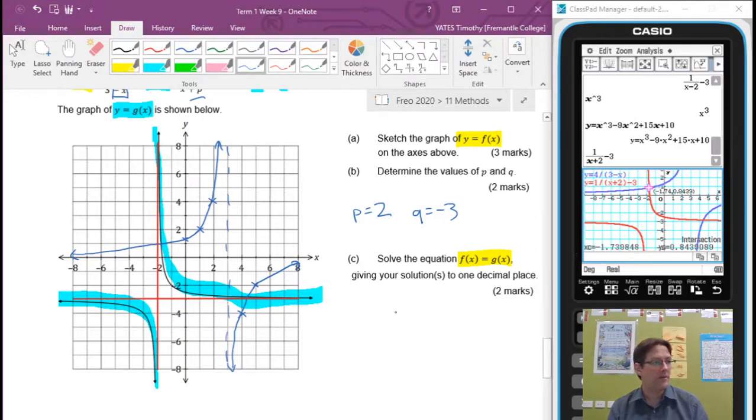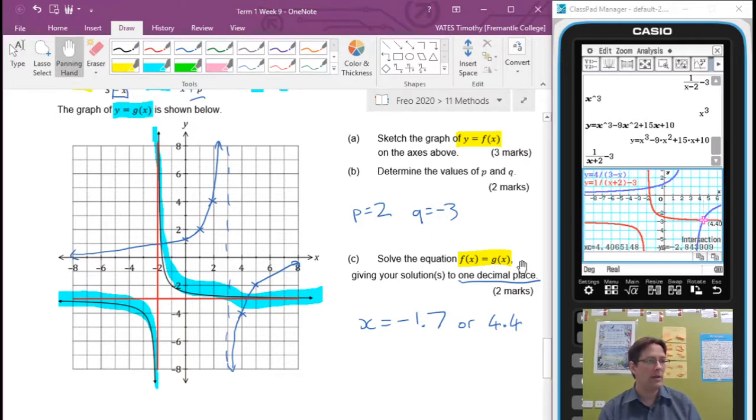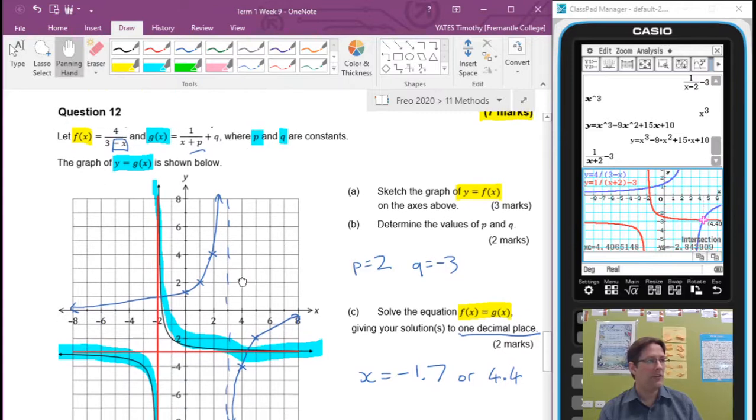So that is going to be x equals -1.7, because it's asking for 1 decimal place. I can push the right button, or 4.4. It's only asking for the x values for that one. So that is going to be our answer, and that looks like about the right thing on these ones as well. That's good. I'm happy about that. We would be expected to sketch that for that answer. So that's that one there.